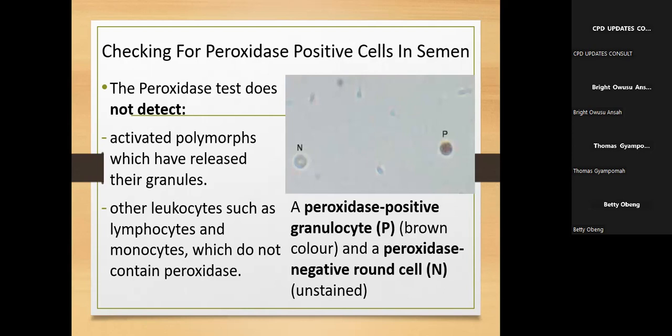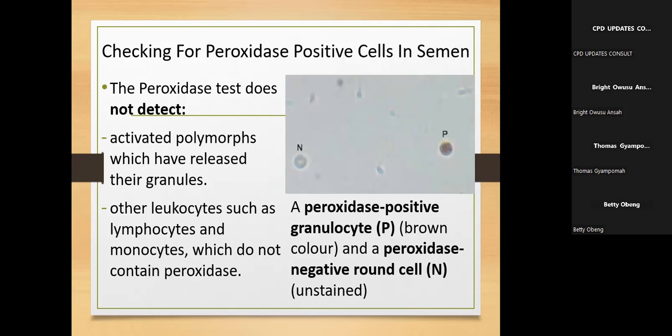So activated polymorphs, which have released their granules, will test negative. And then, of course, lymphocytes don't have granules. Monocytes don't have the granules either, and therefore all of them will show negative for the peroxidase test.